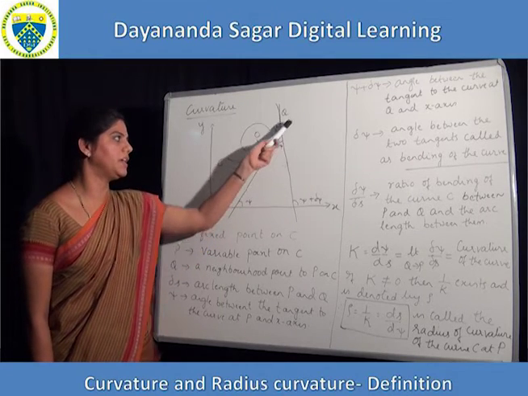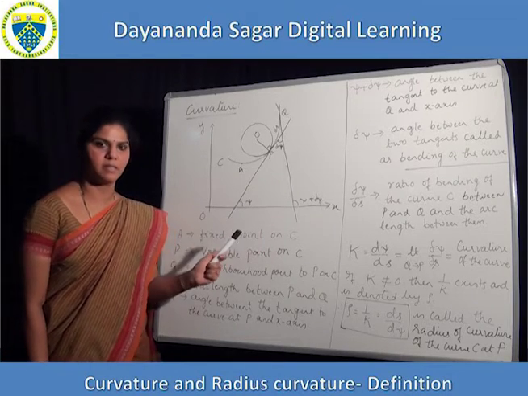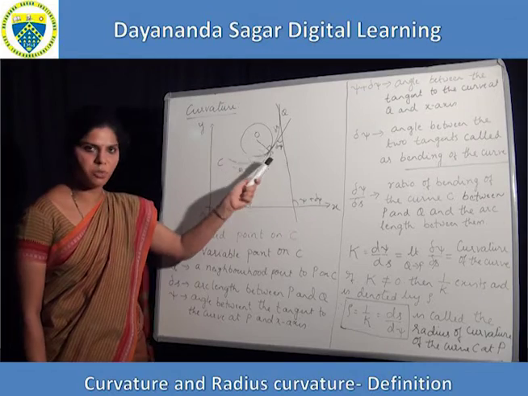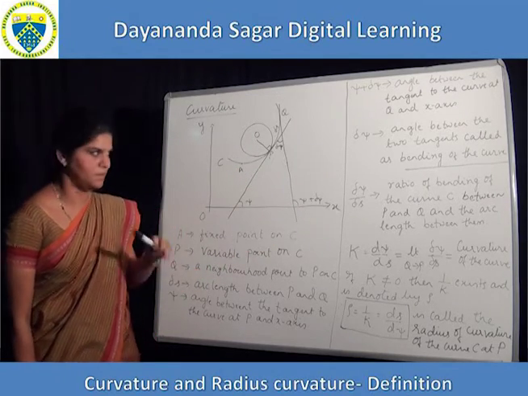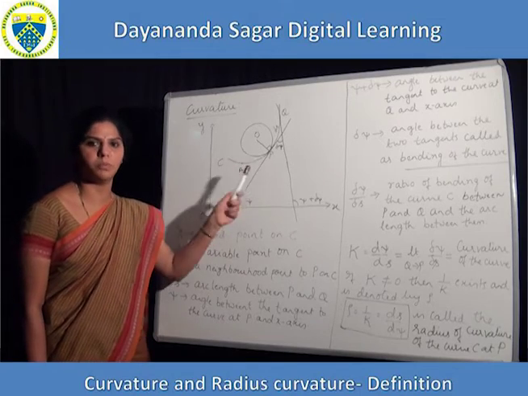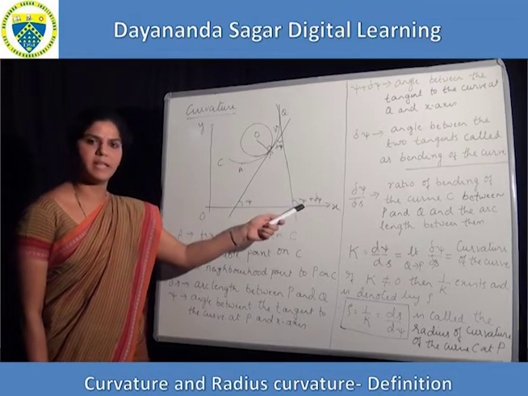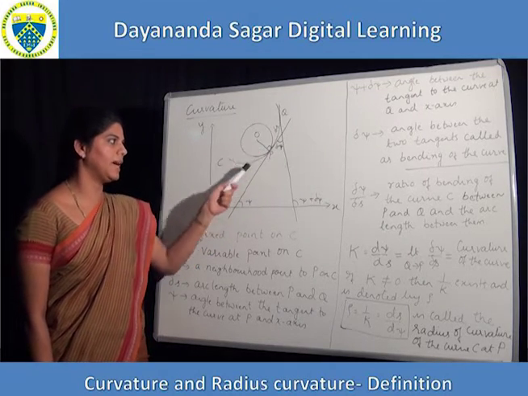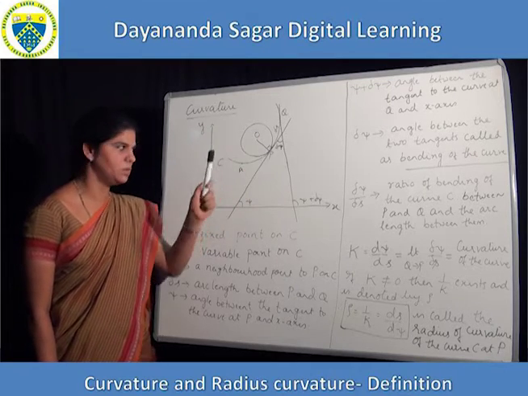Draw a tangent to the curve at point P which makes an angle psi with the x-axis. Draw a tangent to the curve at point Q which makes an angle psi plus delta psi with the x-axis. Then the angle between the two tangents is equal to delta psi, because we know that the exterior angle is equal to the sum of the interior opposite angles. So the angle between the two tangents at points P and Q is equal to delta psi.